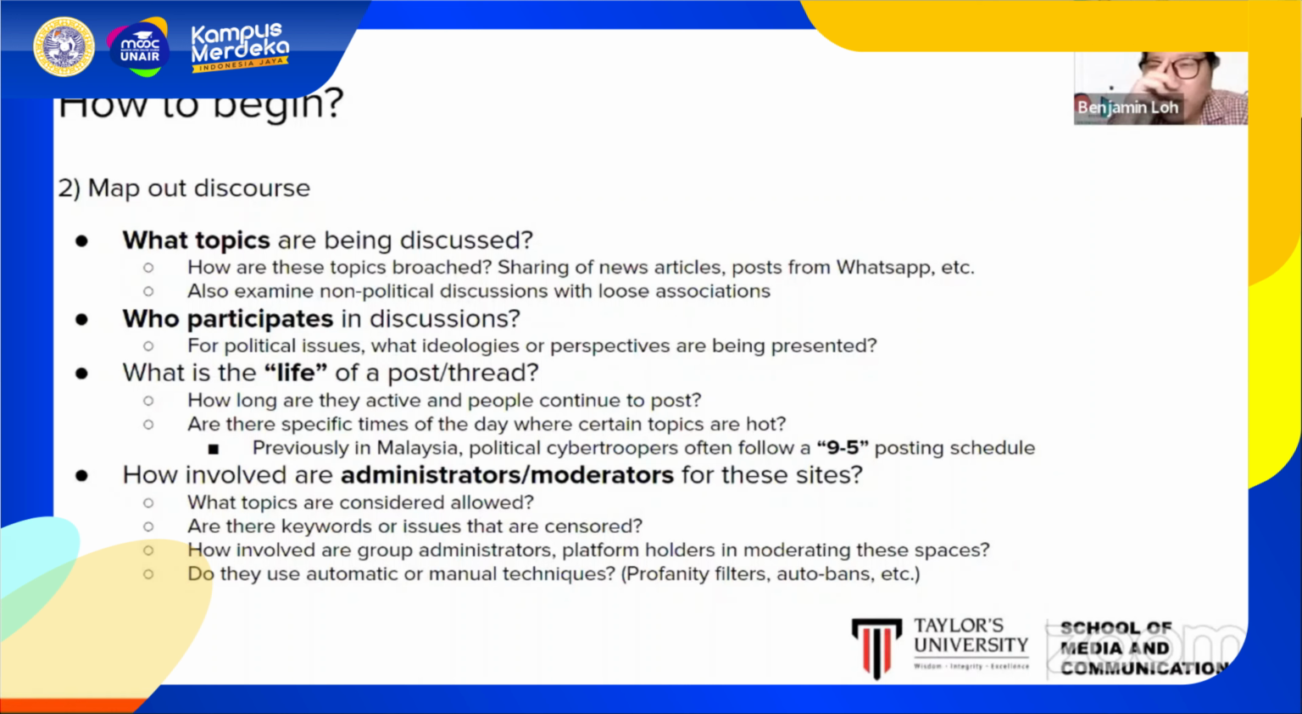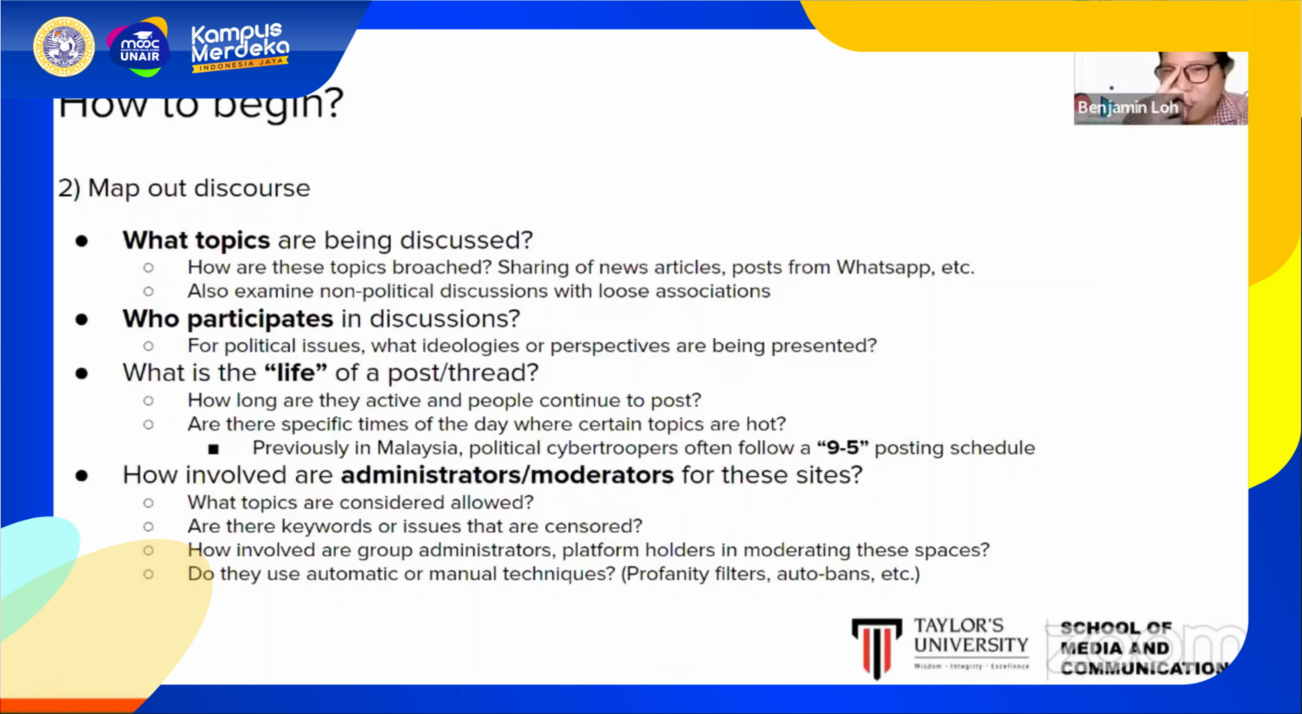Next is what we call the life of a post or a thread, meaning that whenever an issue is being discussed, how long does it stay active, with people continuing to post and engage in that topic? In social media, it can be very, very brief, maybe an hour. Whereas on forums, it can last days even, if something is really hot or an ongoing issue, people will come in for a long period of time. And it's important to understand what kind of topics can get that kind of activity and what are the ones that don't. It really depends on the space that you're looking at.